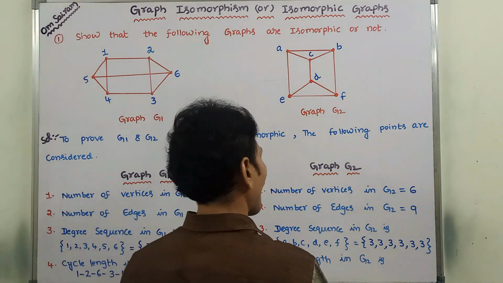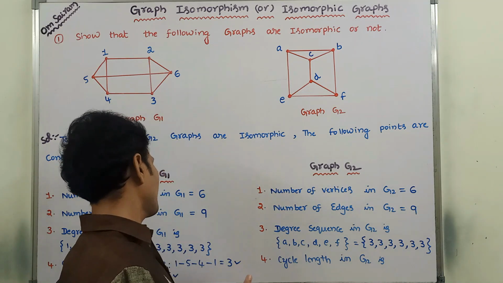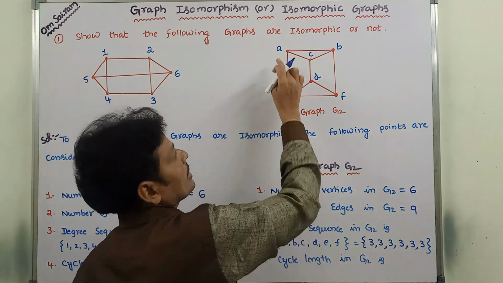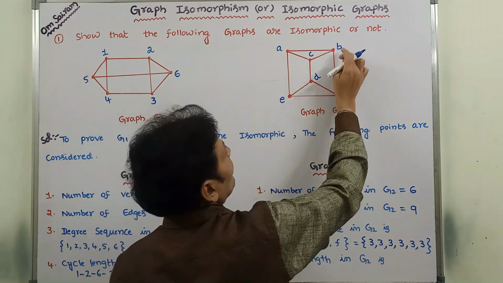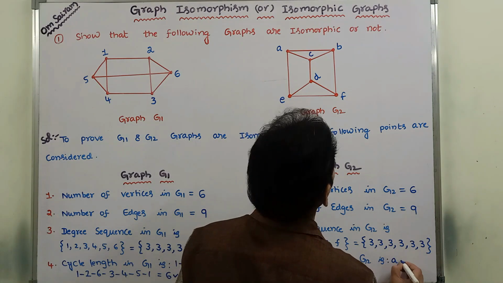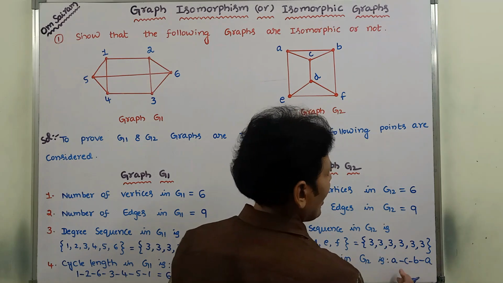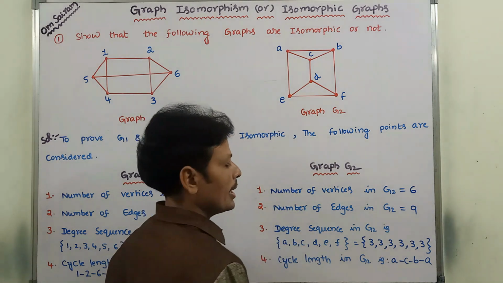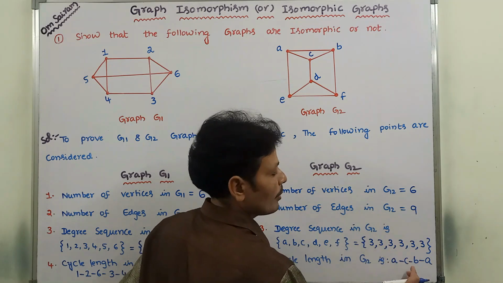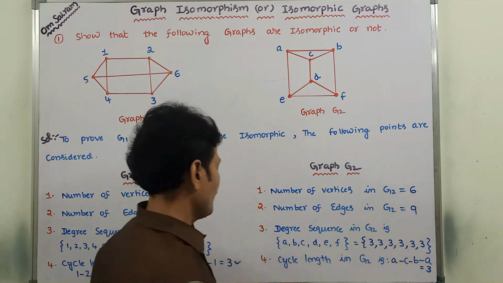Whereas in the case of cycle length in G2, first we have to consider the smallest possible cycle length. So that is A to C, C to B, B to A. How many edges are present here? A to C is one edge, C to B is one edge, B to A is one edge. So the cycle length is 3.